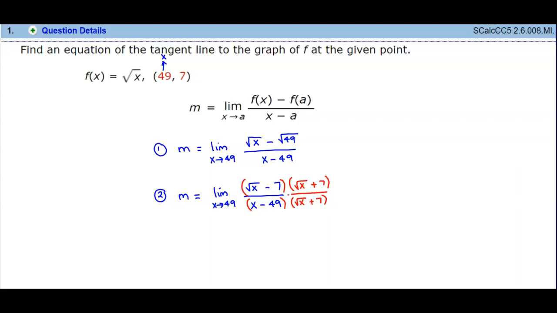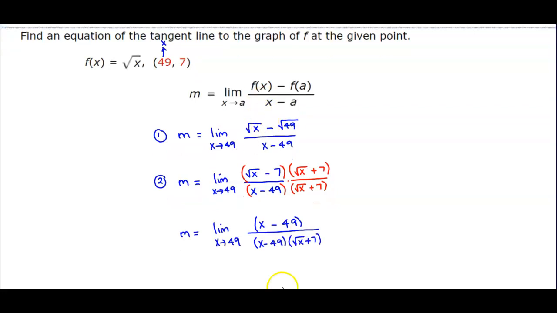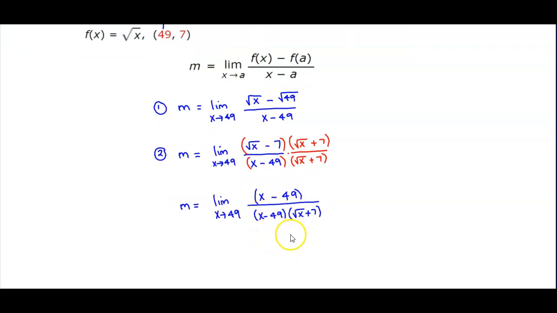Okay, so when we multiply the numerator, that's going to be the difference of squares. So we have the limit as x approaches 49. Well, the square root of x times the square root of x is going to give us x. And then minus, we have 7 times 7, which is 49. And then in the denominator, we still have x minus 49 times the square root of x plus 7. So we can see that we can simplify the x minus 49.